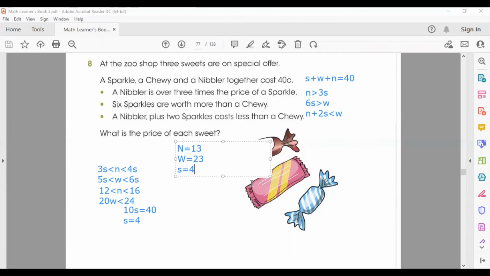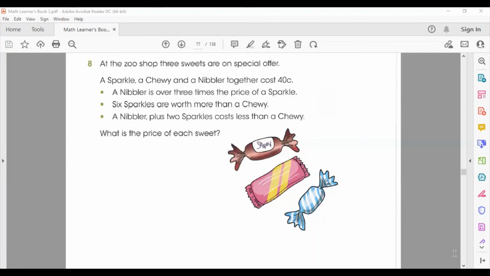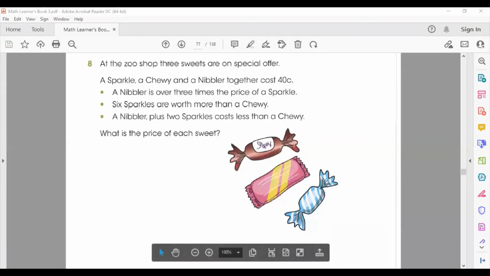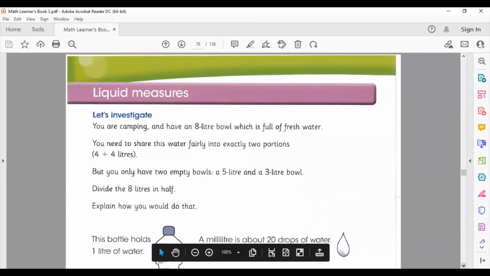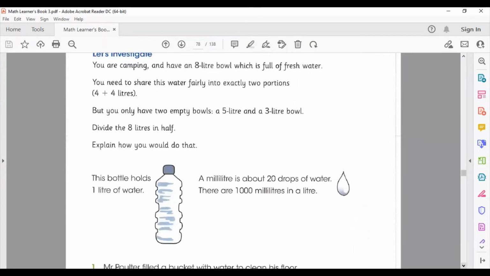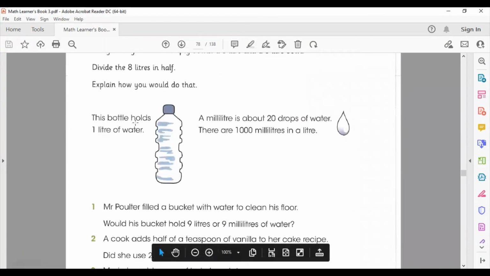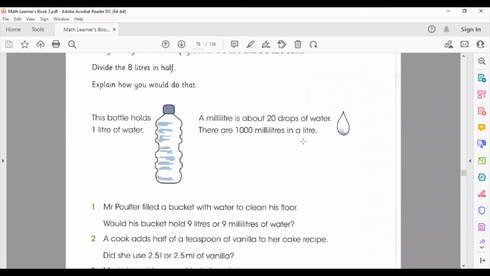So like this, the price for each sweet separately is here. Let us move to the next question. After this, the next liquid element. The bottle holds 1 liter of water. A milliliter is about 20 drops of water. So there are 100 milliliters in a liter.